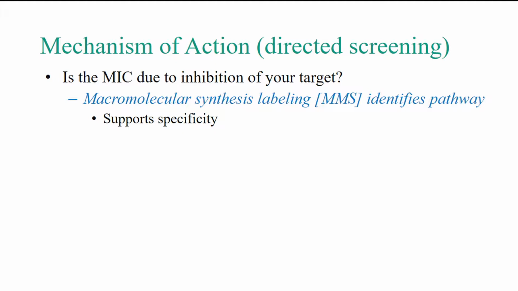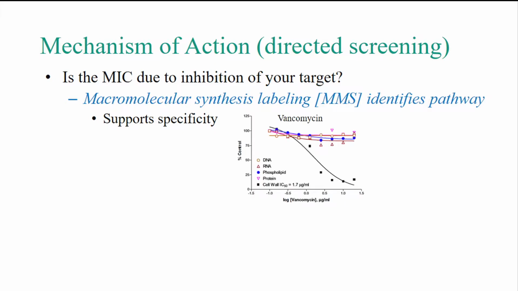And a lot of people don't like to do radioactivity, or they're not licensed for it, so that's a holdup. But it does support the idea that you're hitting something specific. You're not hitting everything. I'll show you some curves of that here. So here's vancomycin, and you're measuring DNA, RNA, phospholipid, protein, and cell wall. Nothing is affected except cell wall in this case. And that's what you'd like to see, that you're having a very specific effect.